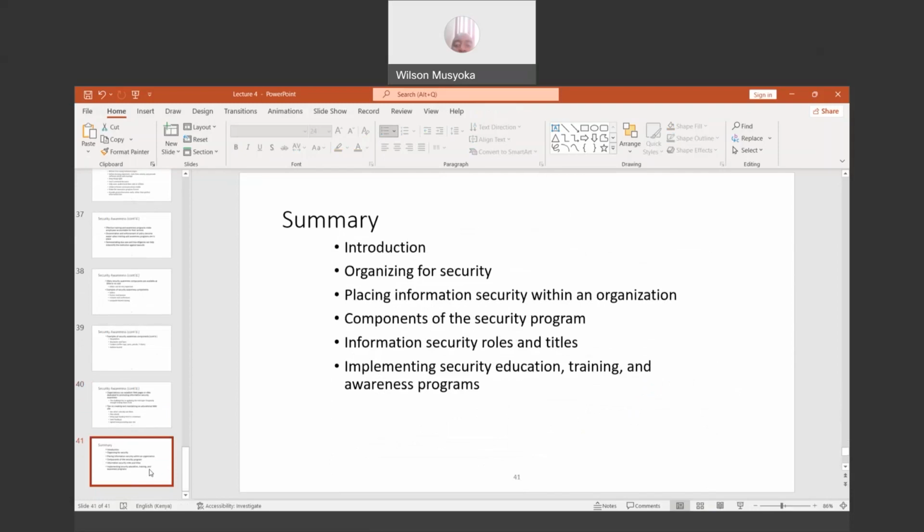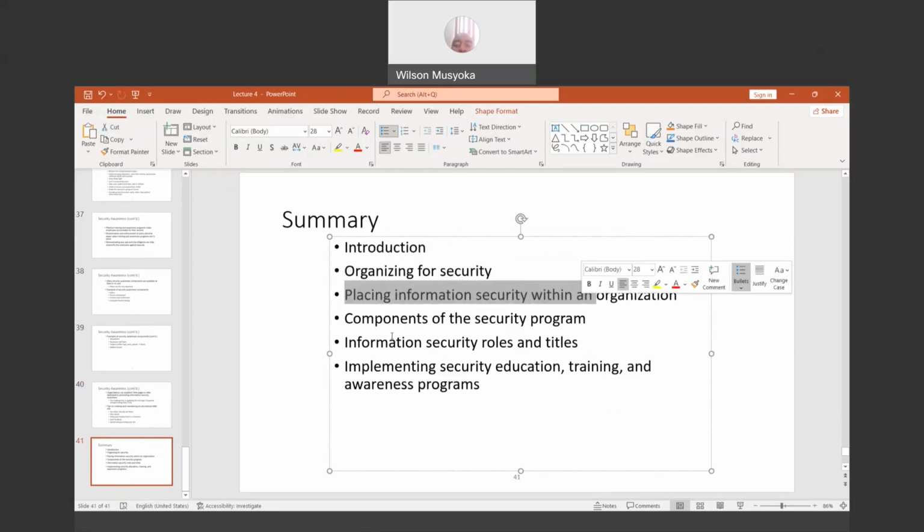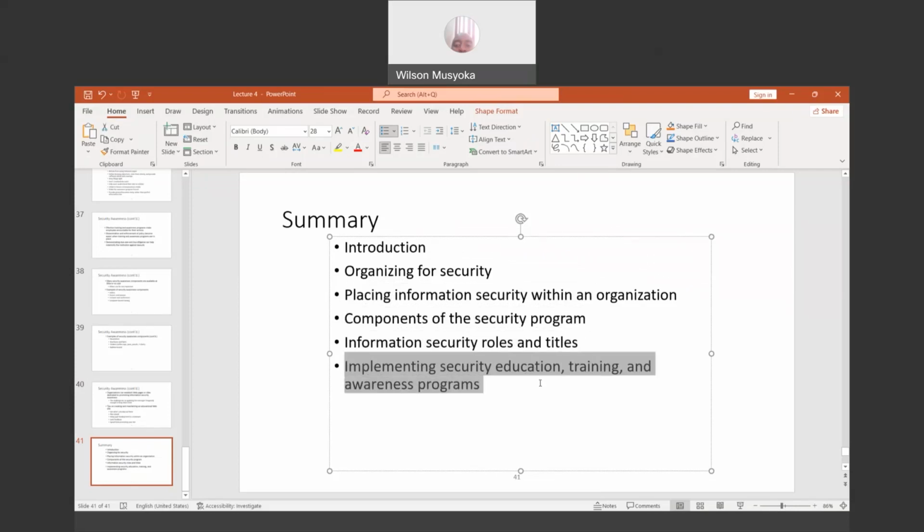So in terms of summary, we have seen how we have introduced the different approaches we can have. We have also talked about how we organize for security, and in terms of very large organizations, medium organizations, and small organizations. We have also talked about how you place information security within the organizations. We have talked about the components of the security programs, that is the SETA, and information security laws and titles, as well as implementing the security education, training, and awareness programs.